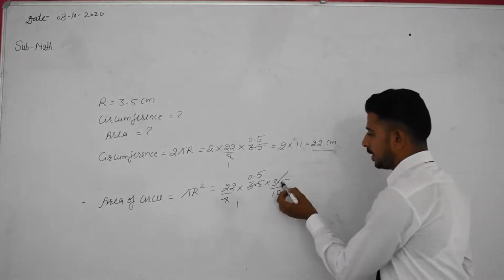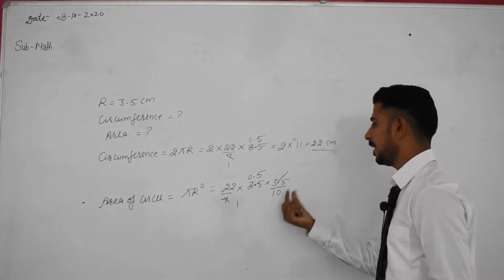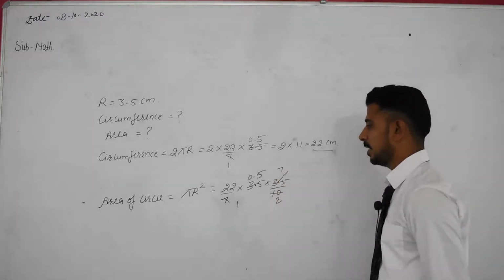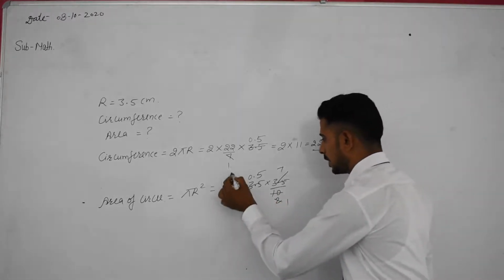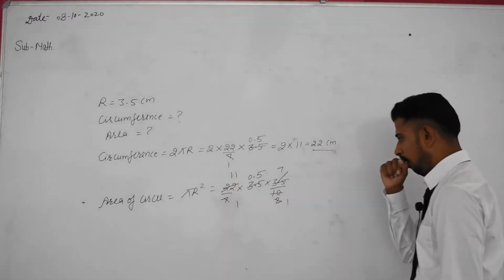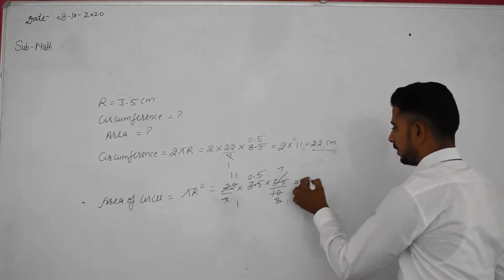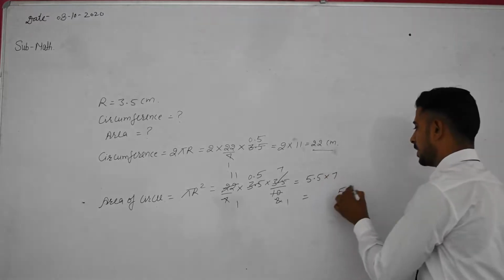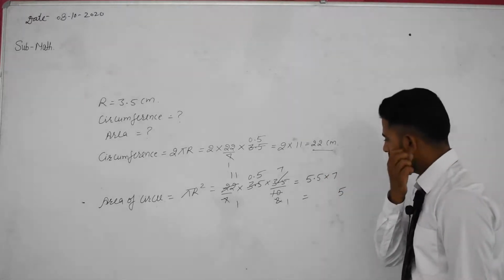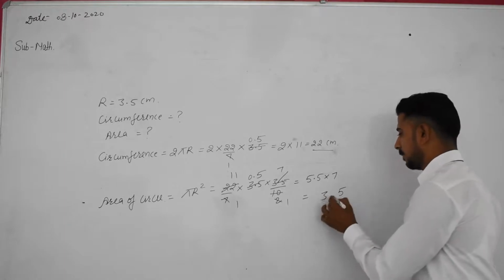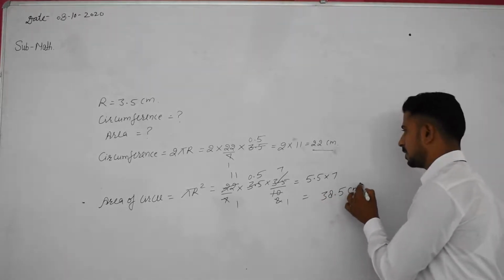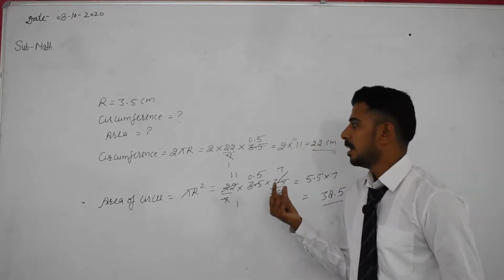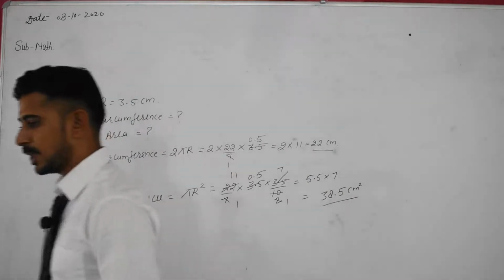Because in numerator decimal in one digit, then we can write 10 in denominator. 5 2s are 10, 5 7s are 35, 2 1s are 2, 11 2s are 22, 11 5s are 55. It means 5.5 multiply by 7. Then 7 5s are 35, 5 carry 3, 7 5s are 35 plus 3, 38. Then 38.5 centimeter square is the area of circle. This is the answer of question number 1.